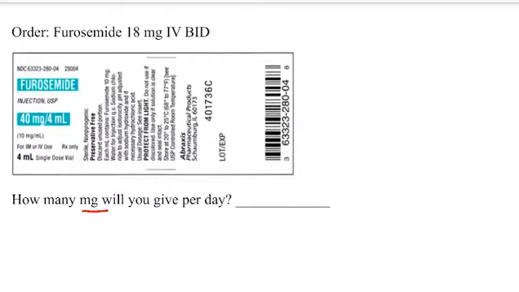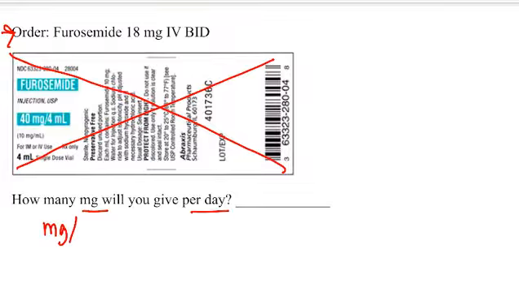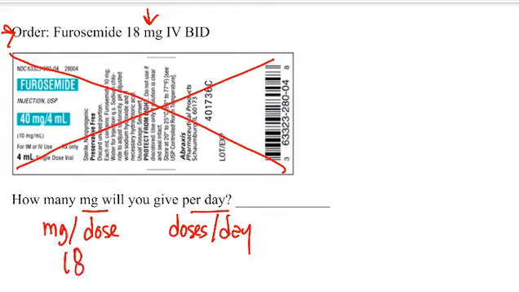How many milligrams per day? What do I need to know? Well, I don't need my label. All I need is my doctor's order. I need to know how many milligrams per dose and how many doses per day. I'm going to find that information, and I see that I'm having 18 milligrams per dose. BID means I'm getting 2 doses per day. So I'm going to go to my calculator. I'm going to do 18 times 2, and I'm going to get 36. 36 what? Milligrams per day. Okay.